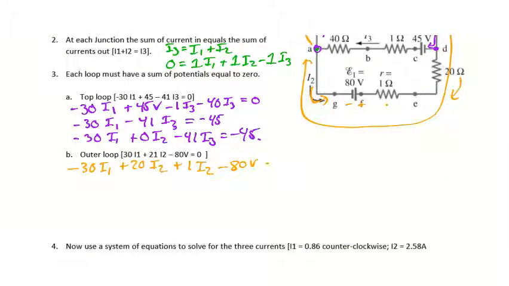We're going to go ahead and simplify this equation. So we have minus 30I1 plus 21I2. How many I3s do we have? Well, we have none, so I'm going to write plus 0 I3. Remember, this was equal to 0. And so that's going to equal positive 80.